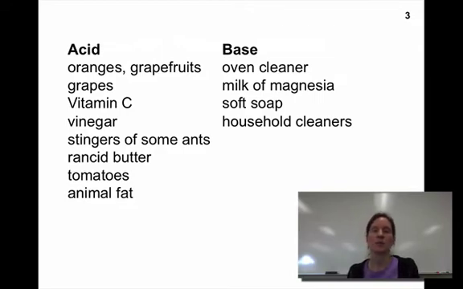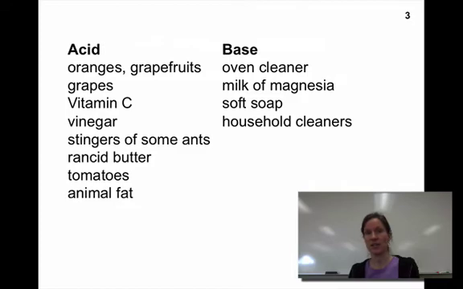So for your acids, we've got most fruits: oranges, grapefruit, grapes, red bell peppers are acidic. Vitamin C is an acid, vinegar is an acid. Okay, a lot of food type items we see listed under acids.